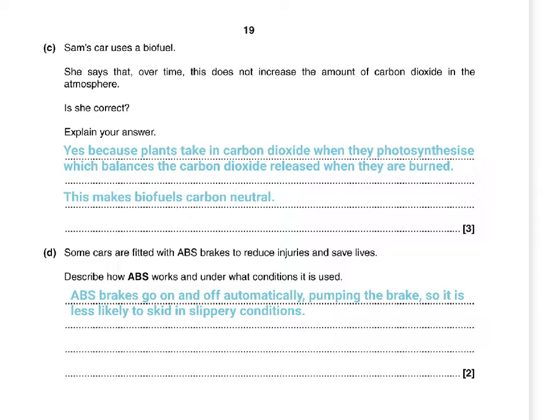Then B, some cars are fitted with ABS brakes to reduce injuries and save lives. Describe how ABS works and under what conditions it is used. So we just need to know what ABS brakes are. And a lot of you didn't know this when you did your mock. So ABS brakes are designed to go on and off automatically. So what they're doing is they're pumping the brake, so it is then less likely to skid in slippery conditions. So before ABS, when you were learning to drive, you were driving down the road, and if you hit an icy patch, then you were taught to actually manually pump your brake to try and reduce the skidding. And the ABS brakes just do that now automatically.